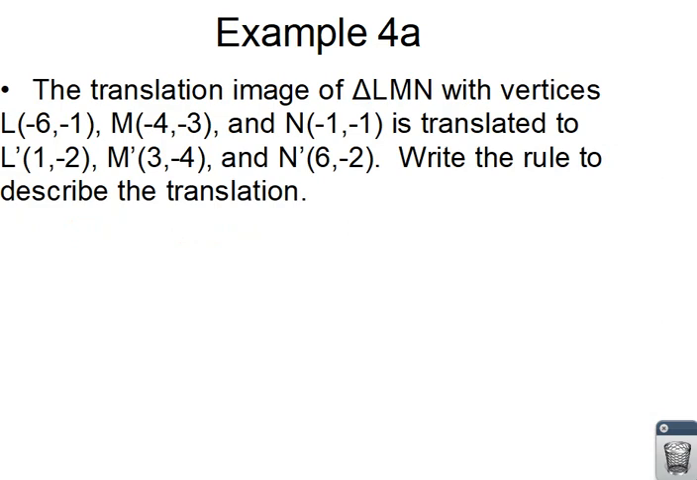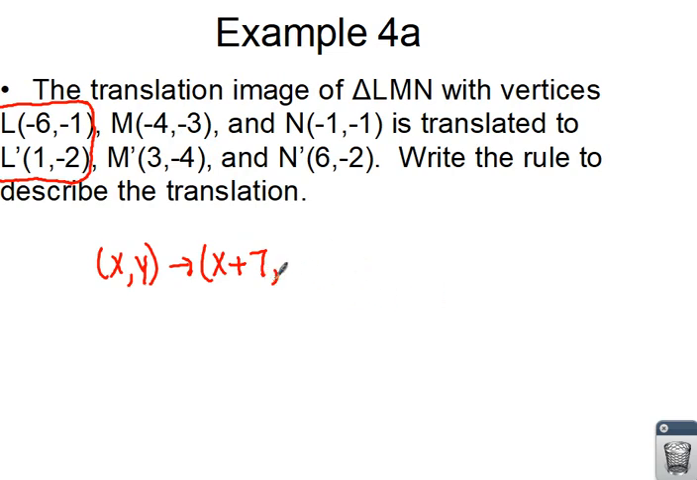Alright, this time I didn't give you a graph, because we don't necessarily need a graph, right? We want to write the rule. We start with LMN, and we go to L prime, M prime, N prime. So we'll start our rule. Alright, let's just look at L. In order for us to go from negative 6 to positive 1, what has to happen? We have to add 7. Negative 6 plus 7 gives me 1.